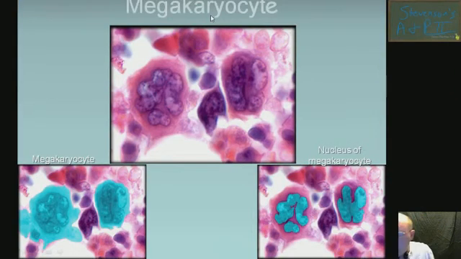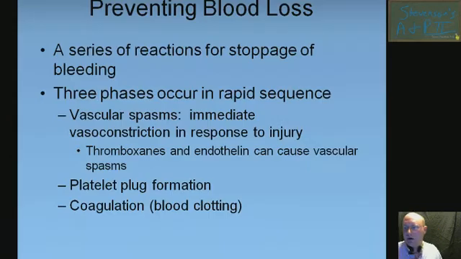Alright. Megakaryocytes. Megakaryocytes are the initial cells that cause the production of platelets. Okay? Preventing blood loss. Without platelets, we would not be able to prevent blood loss very easily. A series of reactions that help bleeding to stop. 3 phases will occur in rapid sequence.